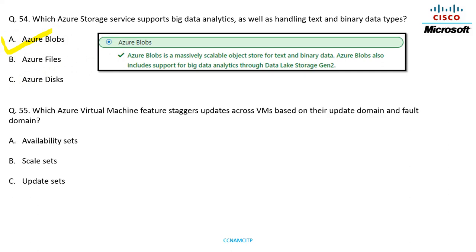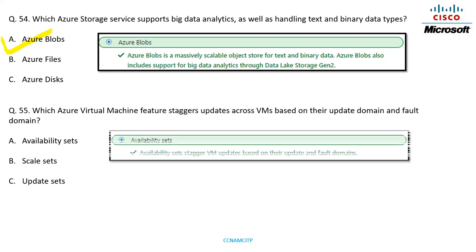Which Azure virtual machine feature staggers updates across virtual machines based on their update domains and fault domains? You got three answers: availability sets, scale sets, and update sets. So the answer is availability sets. Okay, it staggers the updates. So availability sets is your answer for this question.